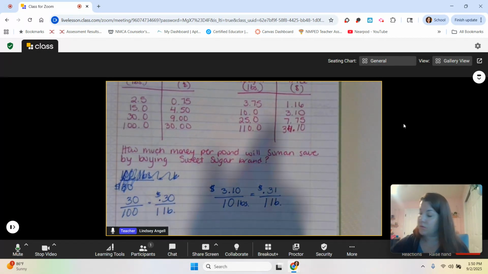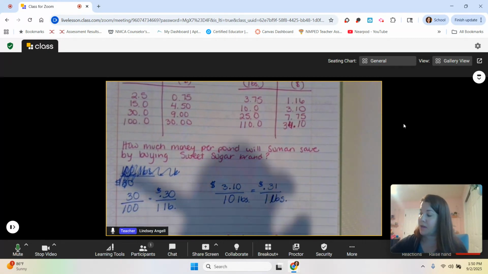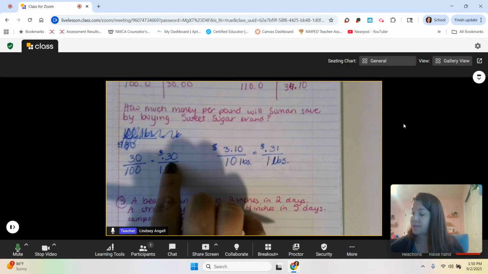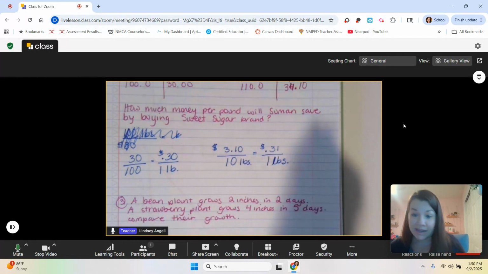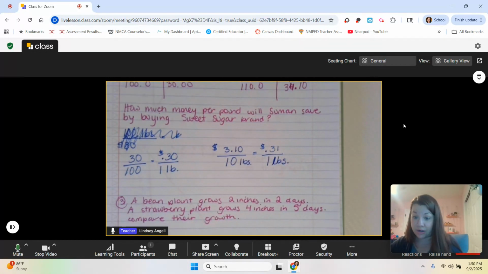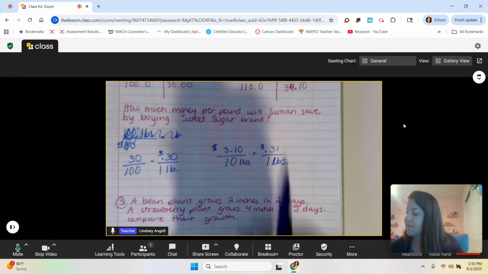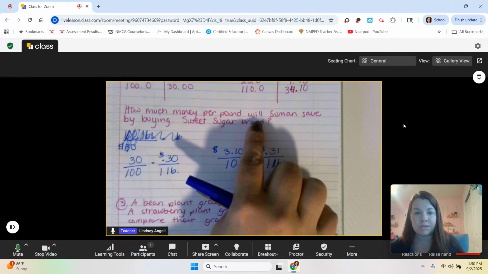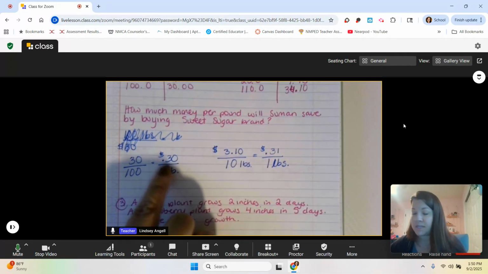And I should write it like this, that way it's a little easier. So for 1 pound, look at that. It's not very much of a difference, right? This one is 30 cents per pound. This is 31 cents per pound. But hey, if you're buying a ton of sugar, those 1 cents could really add up, right? So the final question was, how much money per pound will Suman save by buying Sweet Sugar brand? So we proved that this is a better deal.